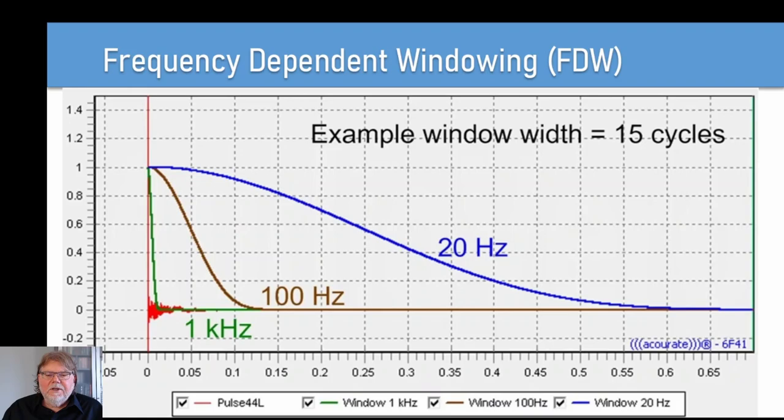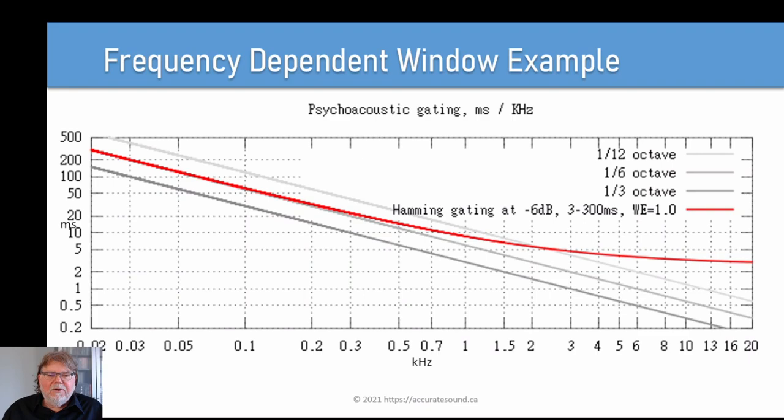Here's another way to visualize the frequency-dependent window. So on the vertical scale, we've got time in milliseconds. On the horizontal scale, we've got frequency response in kilohertz. So down at 20 hertz, we're getting close to a 500 millisecond window that's open. And then as we move up in frequency, like at 600 hertz, we've got a 10 or 20 millisecond window. And then, of course, by the time we get to 10 kilohertz, we've got only a 1 or 2 millisecond window.